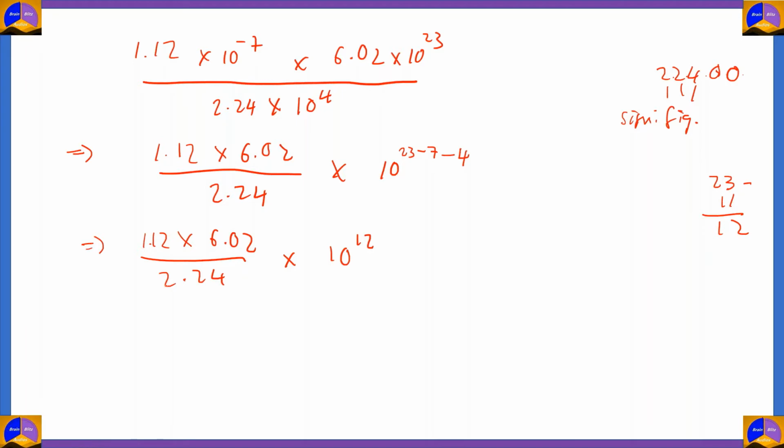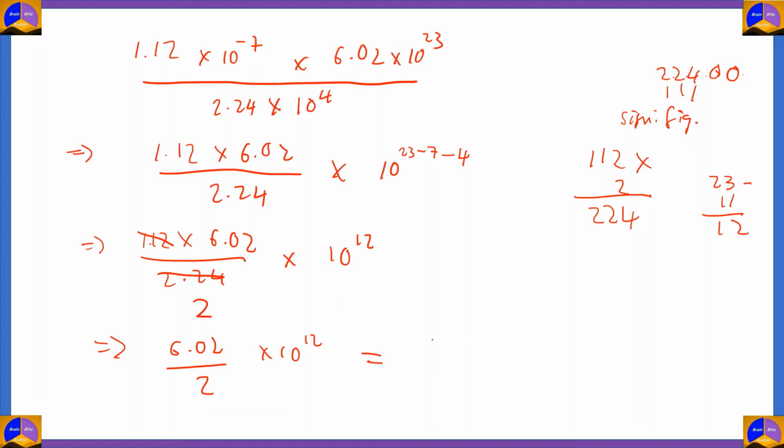So the next step is to look at this part. When you multiply 112 twice, you get 224. And it's basically the same scenario here except with the decimal. So 1.12 goes into 2.24 2 times. So that will be 6.02 divided by 2 into 10 raised to 12, which is equal to 602 divided by 2 is 301, so 3.01 into 10 raised to 12.